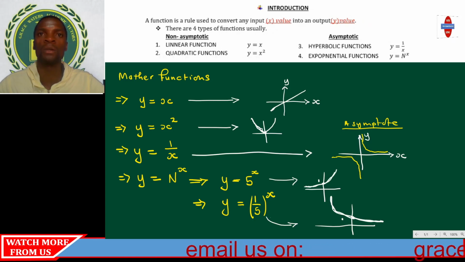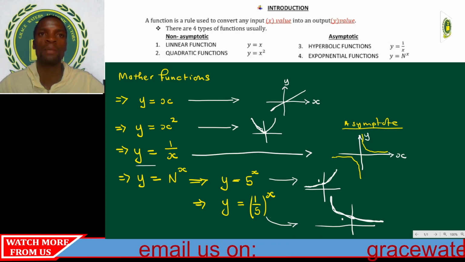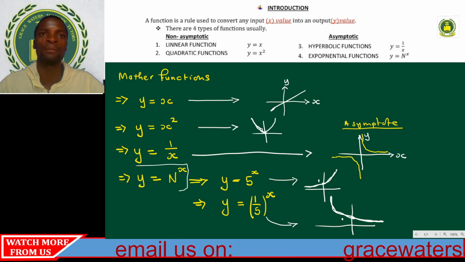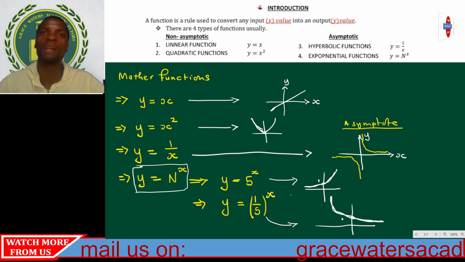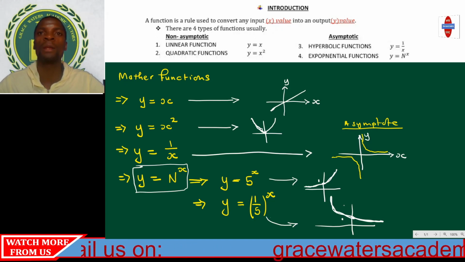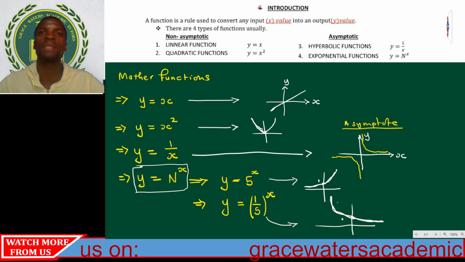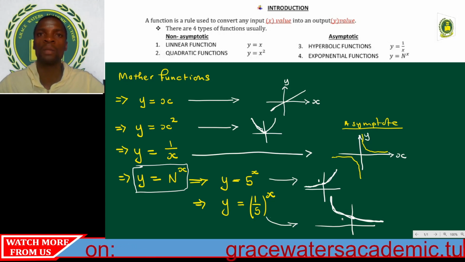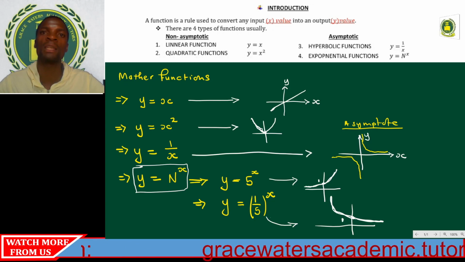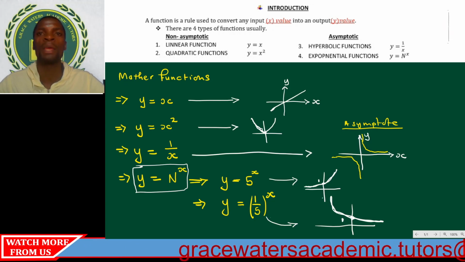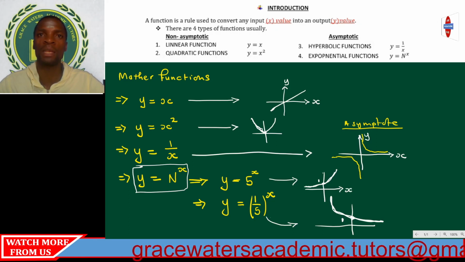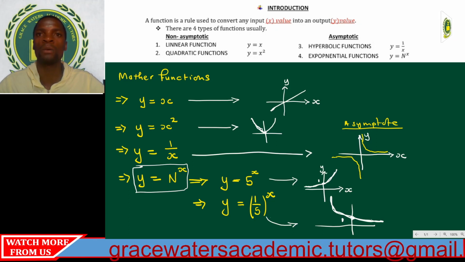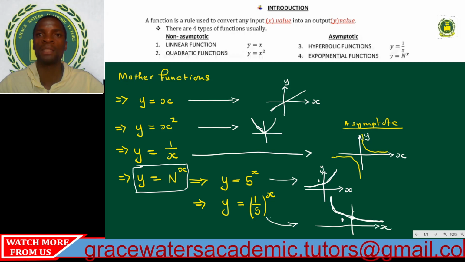So please note that this exponential function has two types of graph, the rising one and the falling one. But the secret about them is that they both cross the y-axis at a point where y is 1. And then what is the asymptote? The asymptote is the x-axis, okay? So meaning to say we'll have our x-axis as an asymptote.